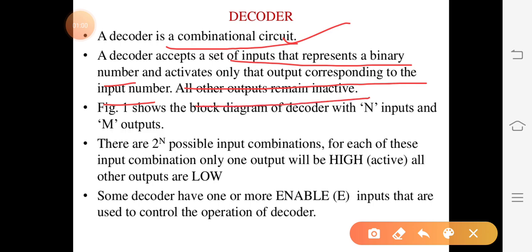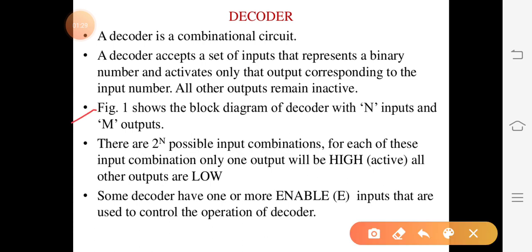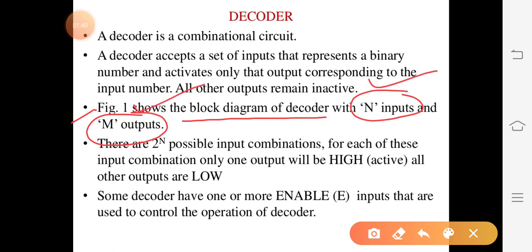Means in general, if I ask what is decoder, the very simple definition is a decoder is a circuit which converts a binary number into its decimal form. Because what was the working of encoder? Remember, encoder converts the decimal into its binary form, but decoder converts the binary number into its decimal form. So this second point we will discuss with the help of diagram. Now the third one, in the block diagram, which we will study in the next slide, with n number of inputs and m number of outputs. That means decoder is a circuit which takes n number of inputs and produces m number of outputs.